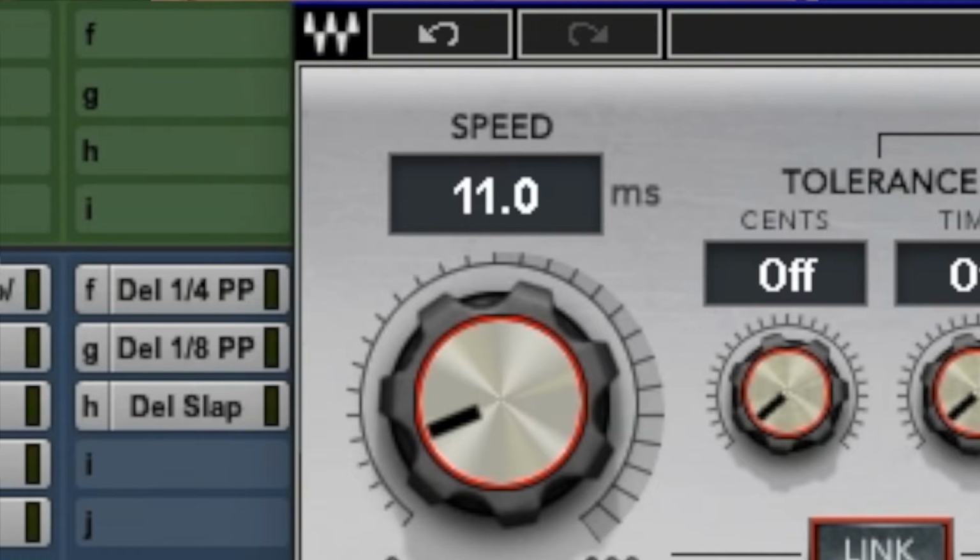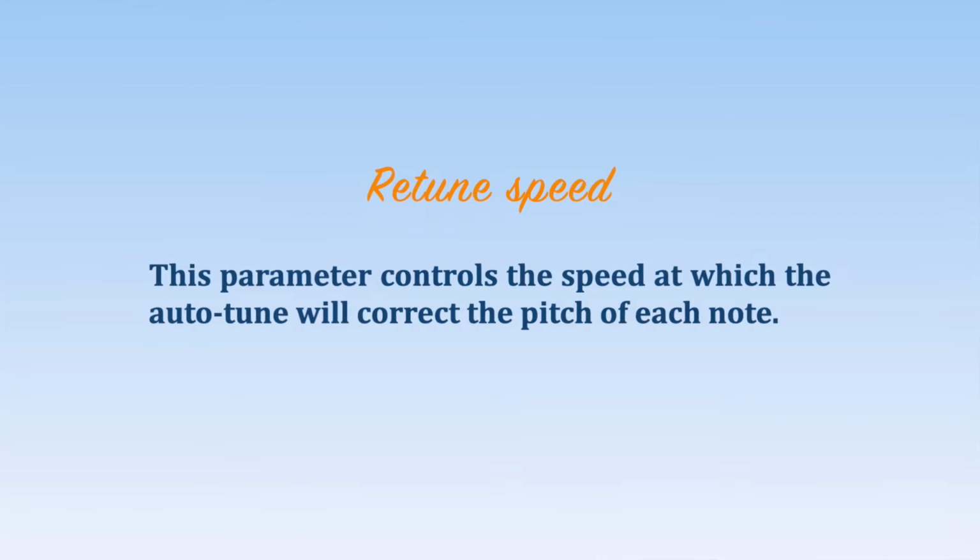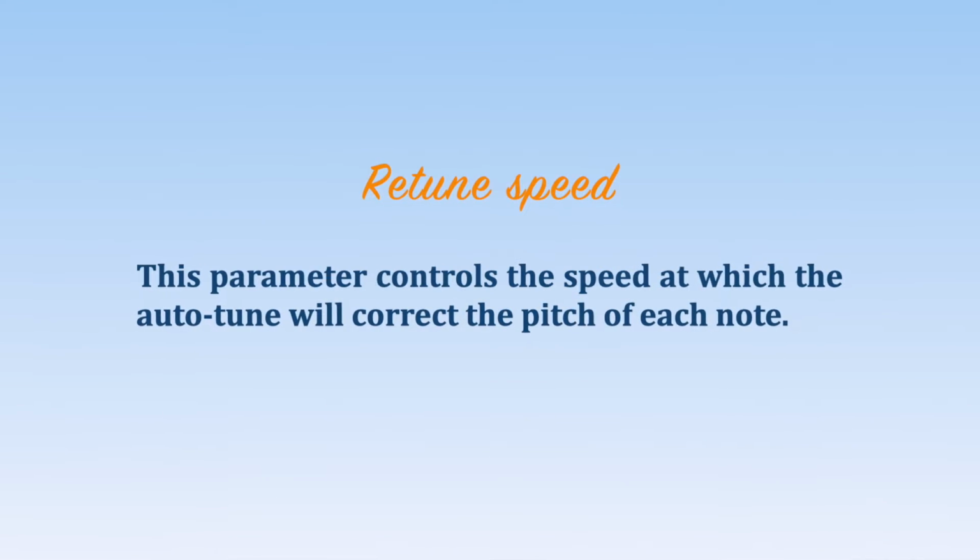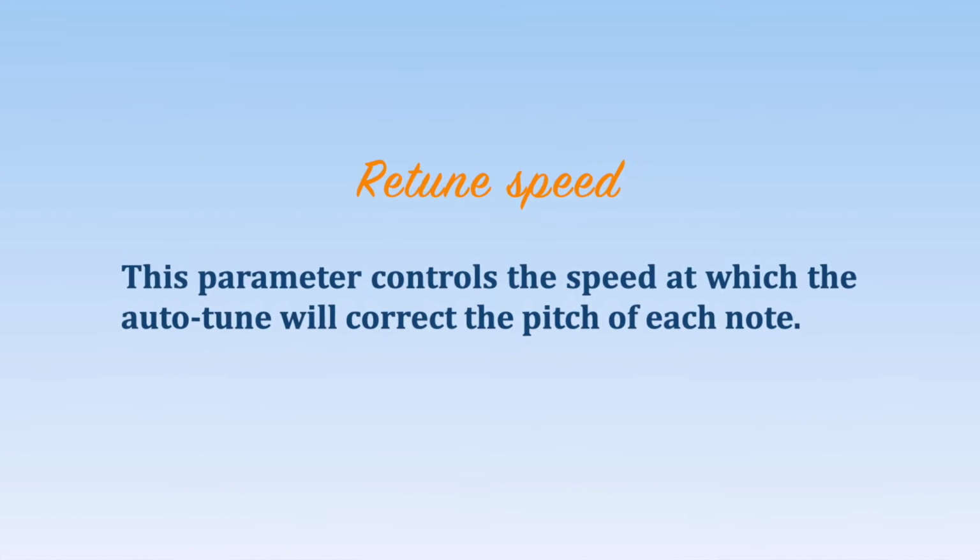So let's start with the Retune speed, or simply the speed in this case. This parameter actually controls the speed at which the Auto-Tune will correct the pitch of each note emitted by the voice. In other words, it is the time it will take to bring the note back to the target notes. Let's say I sing a B3. B3. You can see that the note almost never reaches the target note, which is quite normal considering I'm a very bad singer.